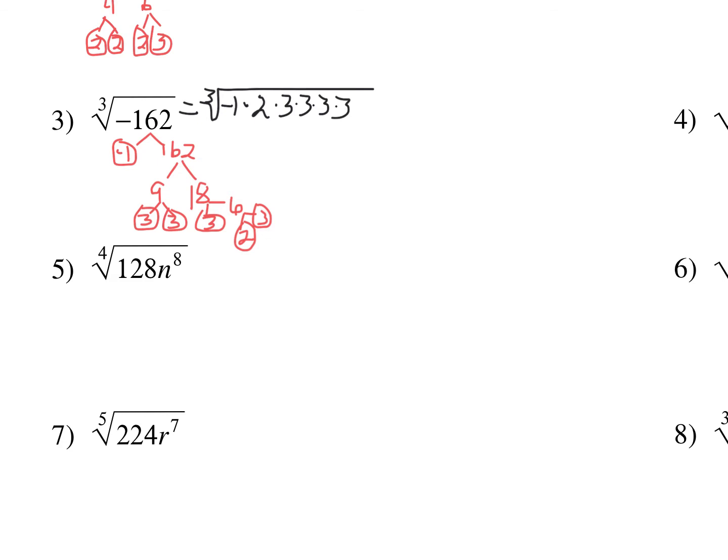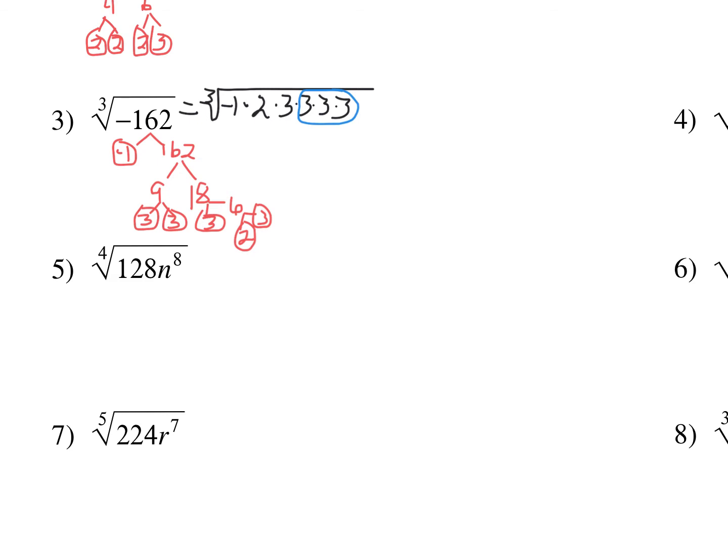Okay, so because my index here is a 3, I'm going to be looking for groups of 3. So I only have one group of 3, which is right here, but I can also take the cube root of this -1. So this -1 I actually could have written, and here's the great thing about negatives. You can take an odd root of a negative number, and it's always going to be negative. You cannot take an even root of a negative number because there's no way to take a negative and multiply it by itself an even number of times and get a negative value.